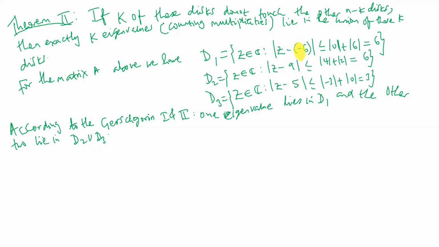If you look at these, which disks touch and which disks do not touch? We are looking at the geometry of those disks, because if k of these disks do not touch the others, then exactly k eigenvalues will lie in the union of those k disks. You're going to understand what that means precisely as we give this description.